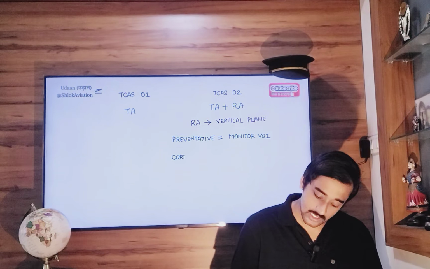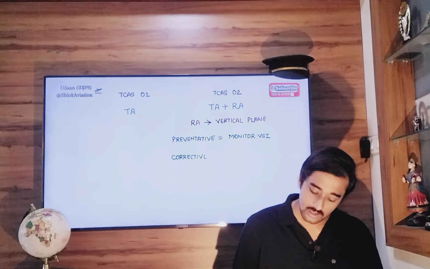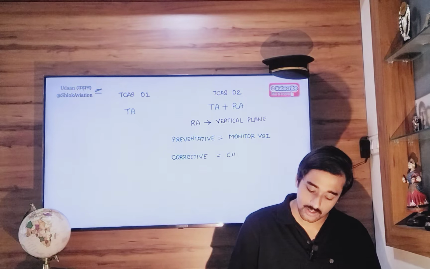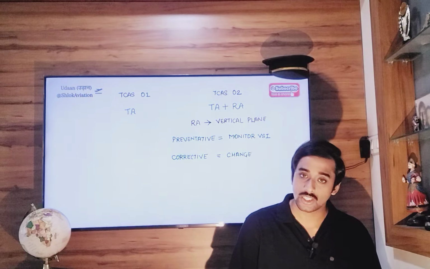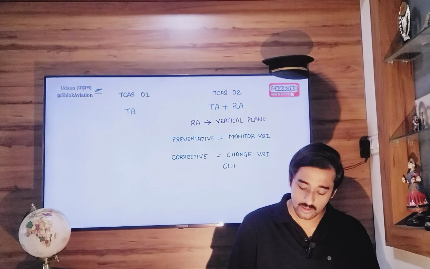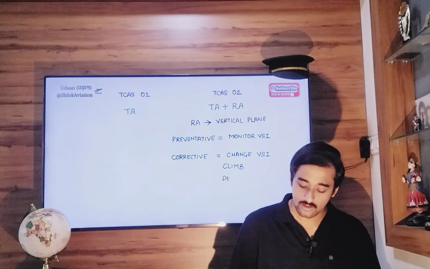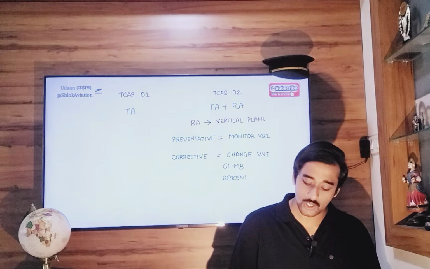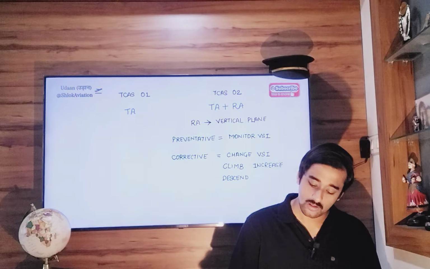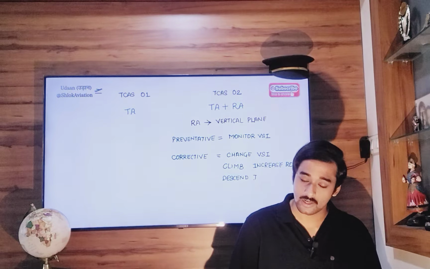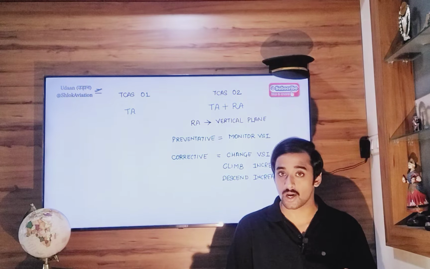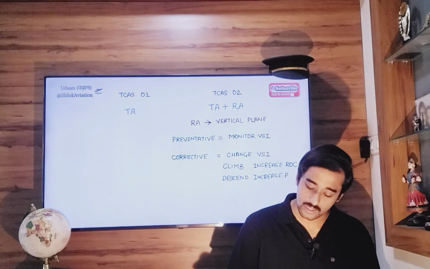A corrective resolution advisory is nothing but you will have to essentially change the vertical speed of your aircraft, meaning you will have to climb, you will have to descend, you will have to increase your rate of climb, you will have to increase the rate of your descent. So these commands are called corrective resolution advisories.